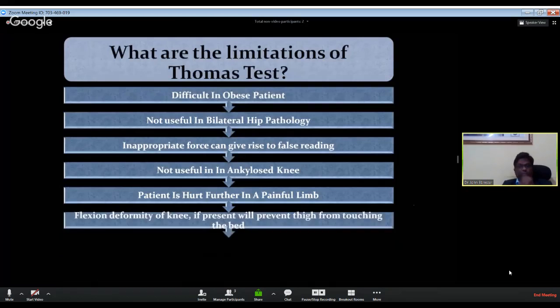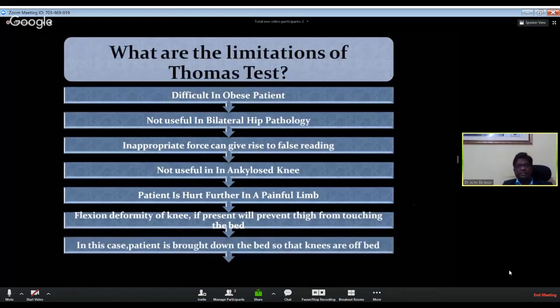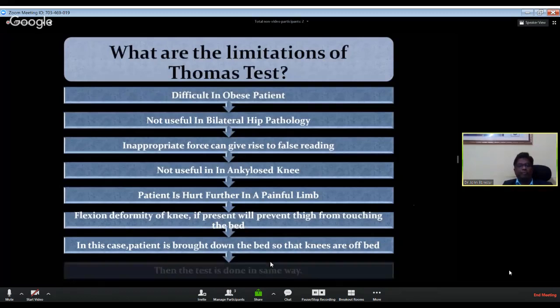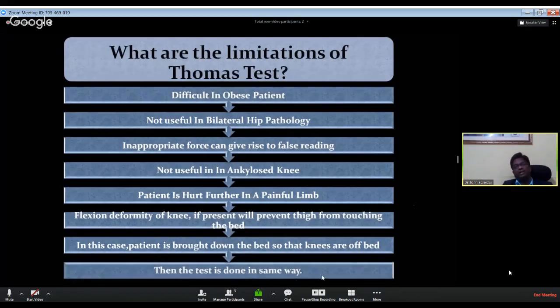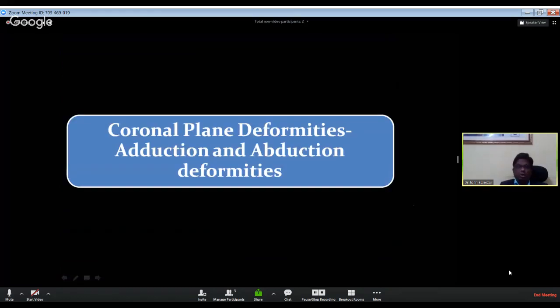Flexion deformity of the knee may be present, preventing the thigh from touching the bed. So that is another drawback. In this case, if there is flexion deformity of the knee which is preventing the thigh from touching the bed, then you have to bring the patient to the edge of the table or edge of the bed, so the knees are off the bed. Then the test is done in the same way. So please know what are the limitations of Thomas test. Examiner may ask you what are the limitations of Thomas test. If you can rattle off these things, I think he should be mightily impressed with you.